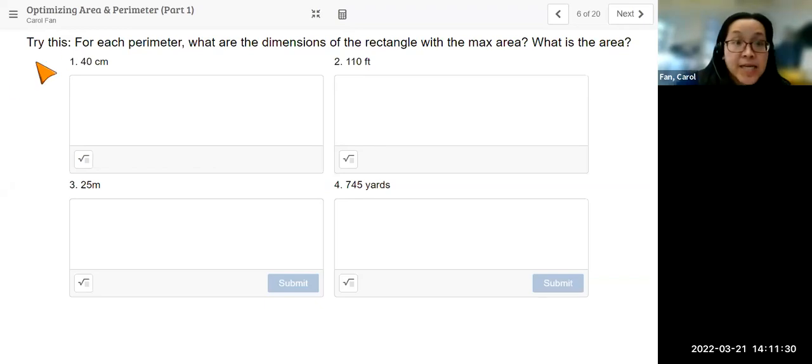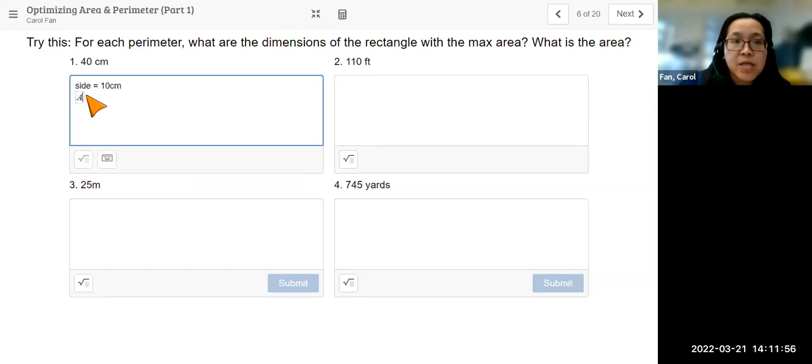Okay, let's take these up. For each perimeter, what are the dimensions of the rectangle with the maximum area? What's the area? Now we know that a square will always give us the maximum area for a fixed perimeter. So I'm going to divide it so that I know the side is 10 centimeters. Area is going to be 10 times 10, or 10 squared. Okay, so the dimensions are 10 by 10 centimeters.